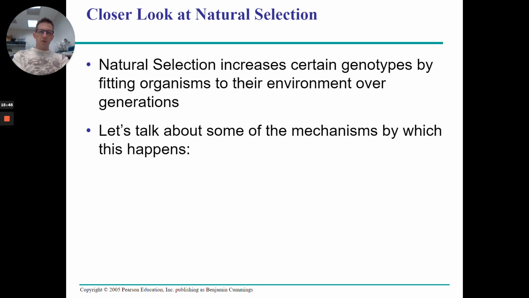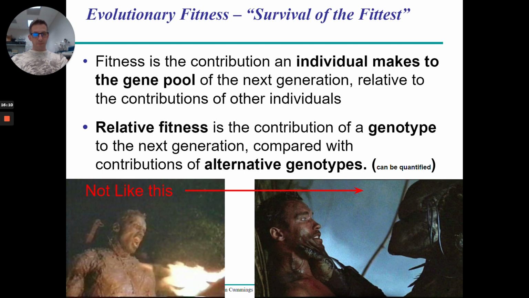Okay. So as we work our way through this, we're going to take a closer look at natural selection and some of the things that go into it. Natural selection increases certain genotypes by fitting organisms to their environment over generations. We know that. That's part of what goes into the definition of natural selection. It hasn't necessarily been stated like that, but we're going to talk about some of the mechanisms by which this happens.